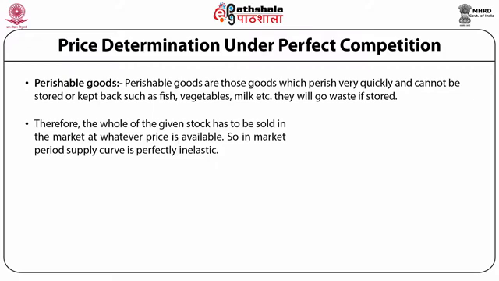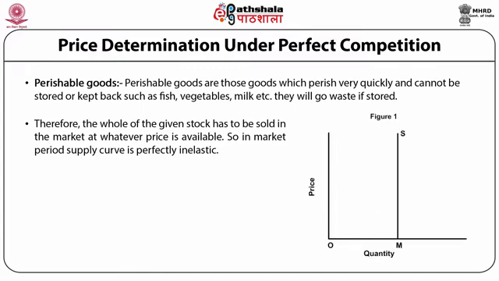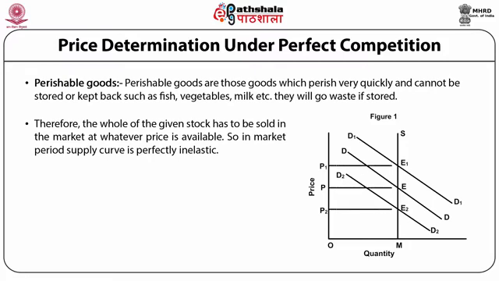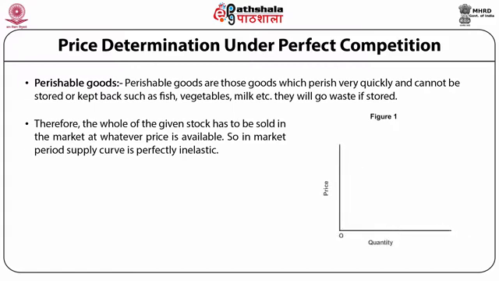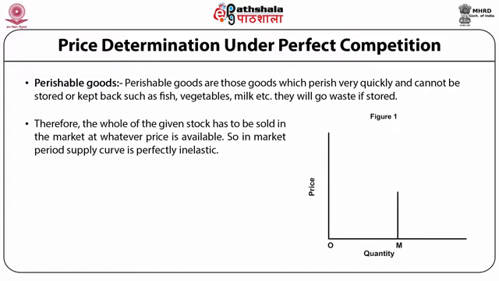So, in market period, supply curve is perfectly inelastic. It is parallel to the y-axis. It can be shown in the following figure. This diagram depicts the price determination of market period price. MS is the supply curve, DD is the initial demand curve which intersects the supply curve MS at E. The equilibrium price is OP and the quantity demanded and supplied is equal to OM.